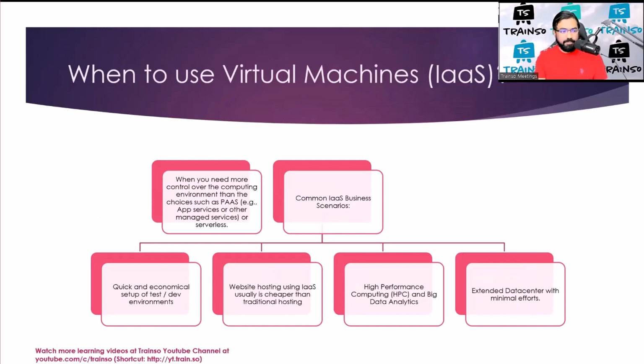So when to use virtual machines or IaaS? When you need more control over the computing environment than the choices such as PaaS, for example app services or other managed services or serverless. For example, if you need to install some custom software and do some custom things that are not possible with app services, then you need to go with virtual machines. And some other common IaaS business scenarios include quick and economical setup of test or dev environments.